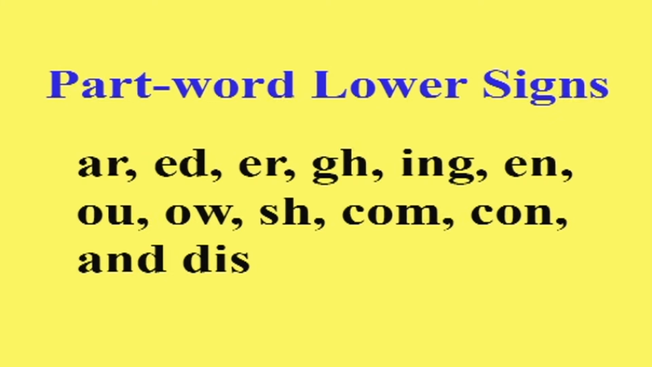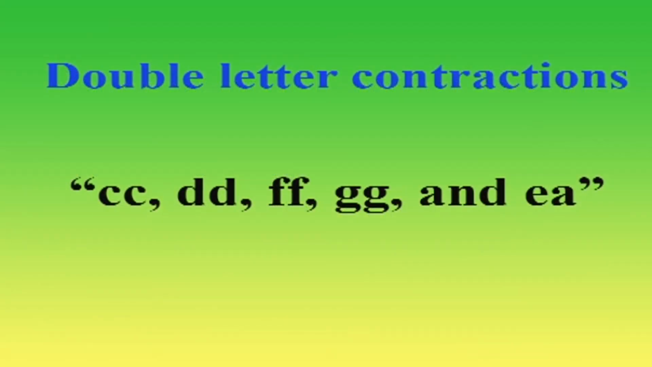They are AR, ED, ER, GH, ING, EN, OU, OW, SH, COM, CON and DIS. In Braille, we have double letter contractions which are CC, DD, FF, GG and EA. Next is the initial letter contractions.